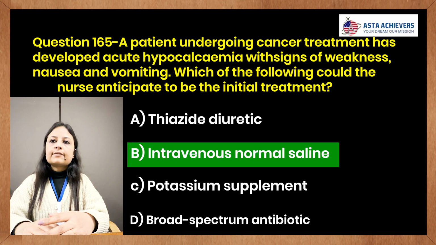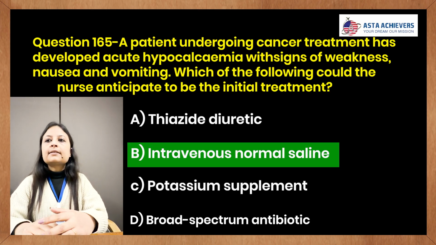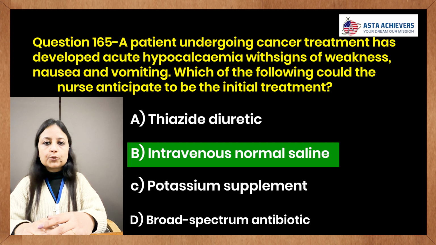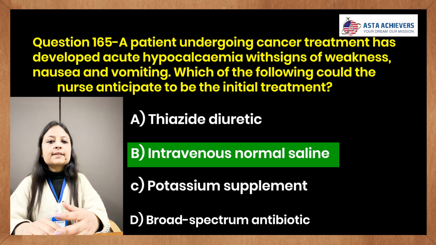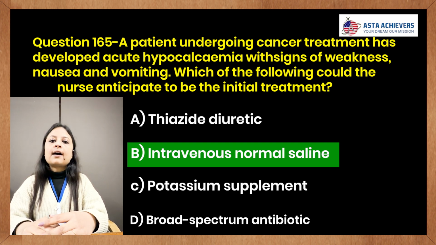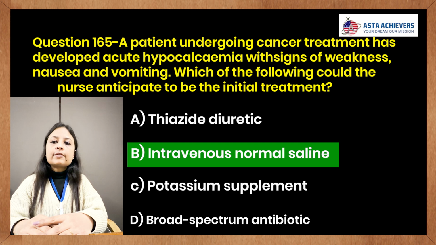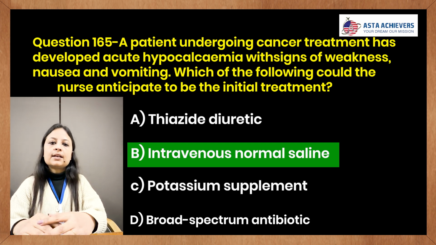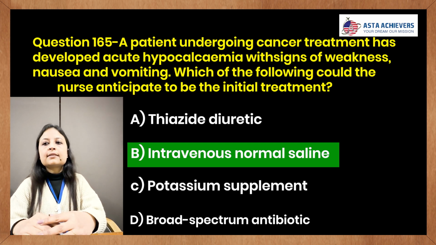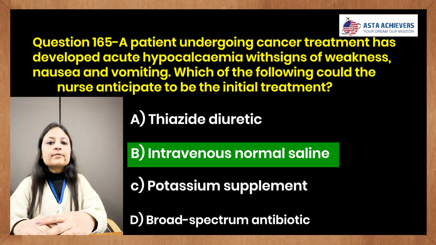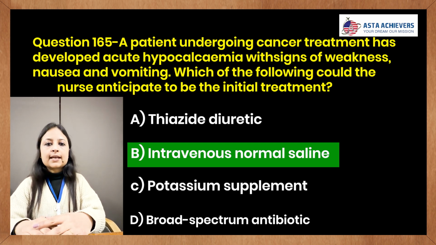Question number 165. A patient undergoing cancer treatment has developed acute hypocalcemia with the signs of weakness, nausea, and vomiting. Which of the following would the nurse anticipate to be the initial treatment? Option A, thiazide diuretic. Option B, intravenous normal saline. Option C, a potassium supplement. And option D, a broad spectrum antibiotic. So option B, intravenous normal saline, is the correct answer.